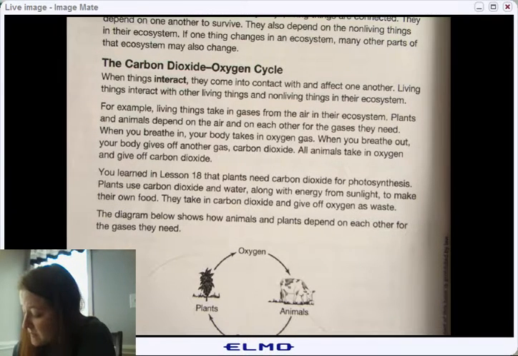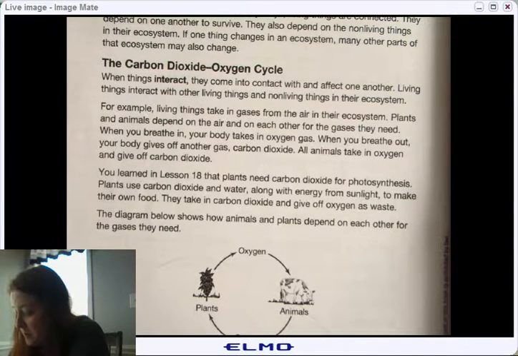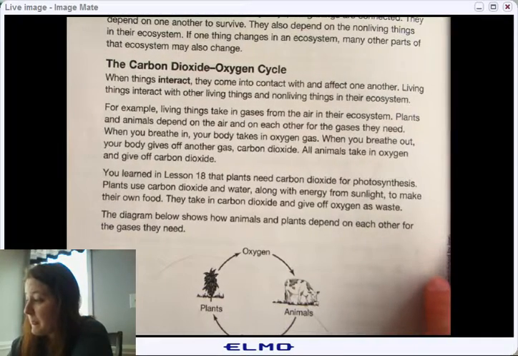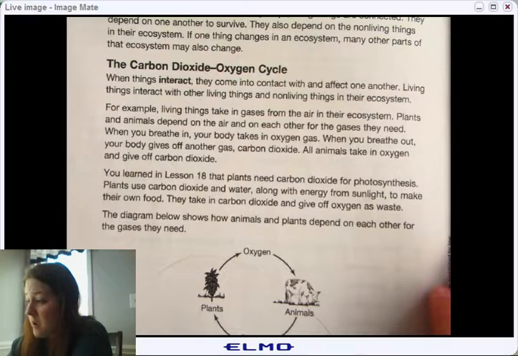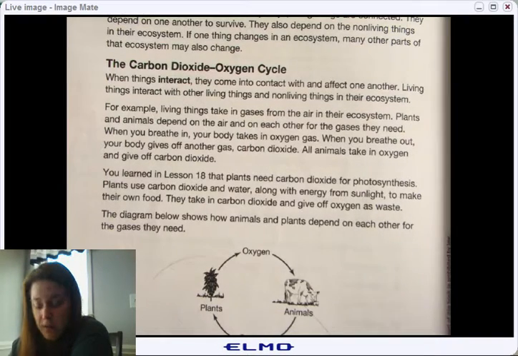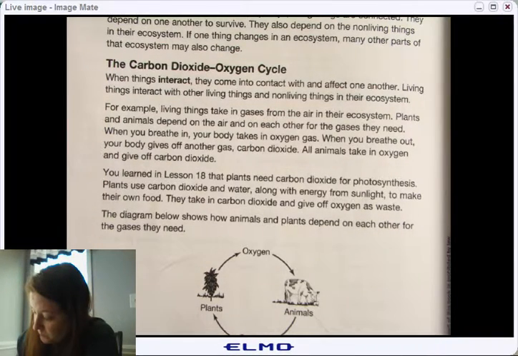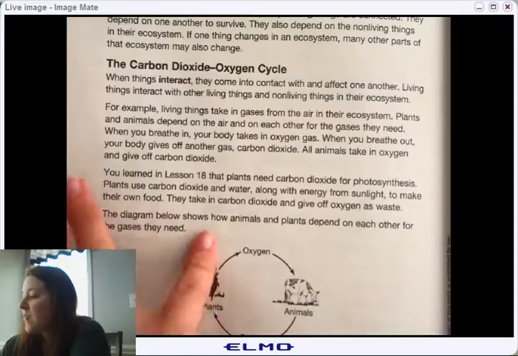Food, water, living space, and sunlight are some of the blank that living things need to stay alive. What are they? Resources, right? Or objects or materials. Okay.